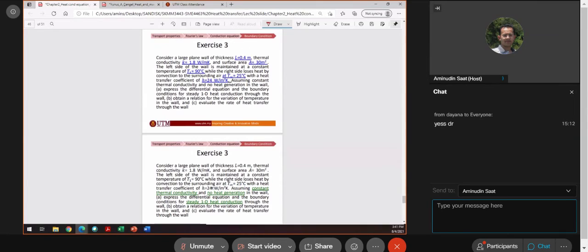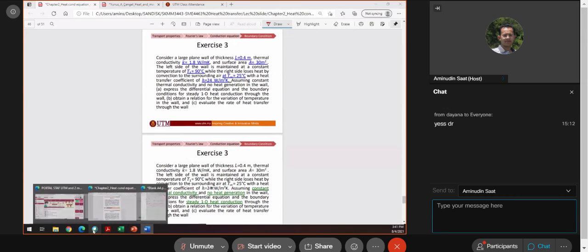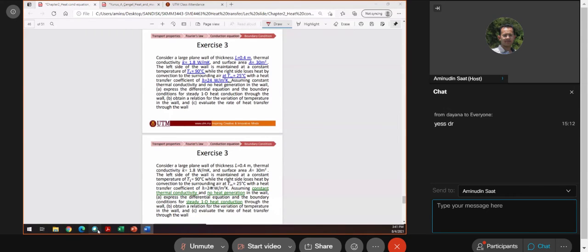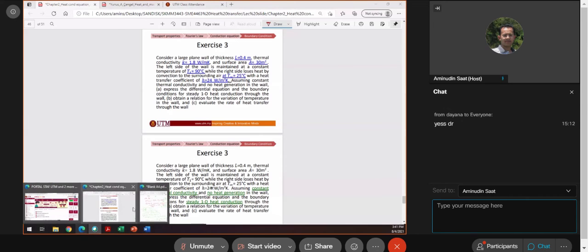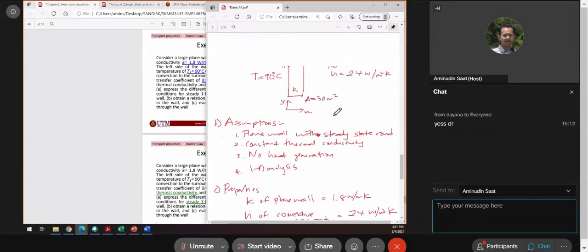Okay, I understand what you meant. Saya tak pasti macam mana nak dapat C1. Sekejap, mana tadi yang saya draw? Saya dah cancel. Okay, this one.